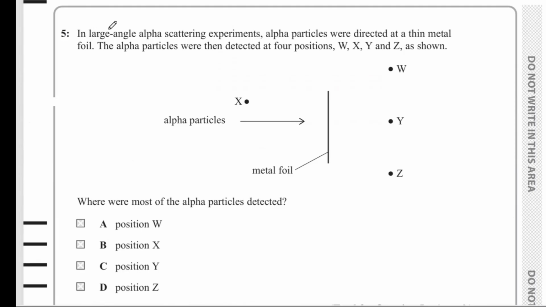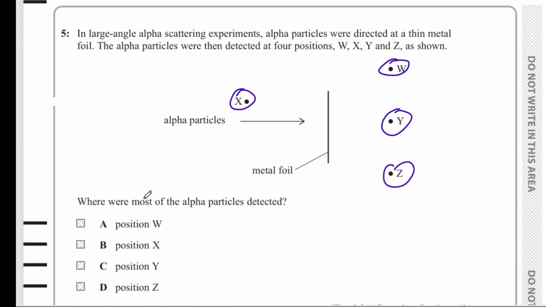Now you've got this question number 5. In a large angle alpha scattering experiment, alpha particles are directed at a thin metal foil. The alpha particles are going to be detected at 4 positions, right? You can have the W ones, you can have the X ones, you can have the Y ones, and you can have the Z ones as well, right?